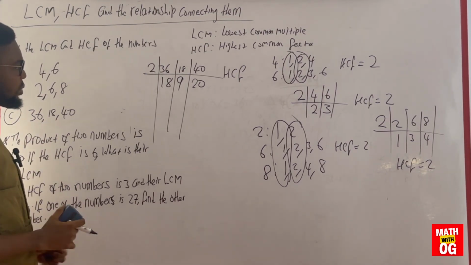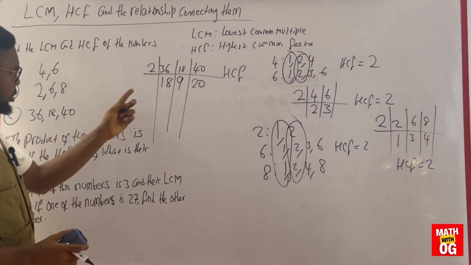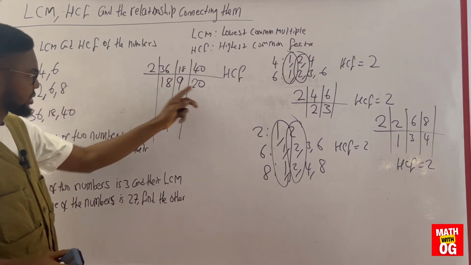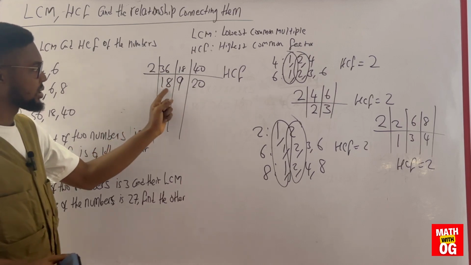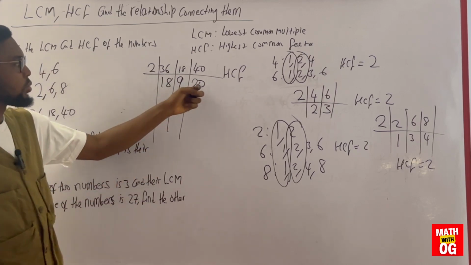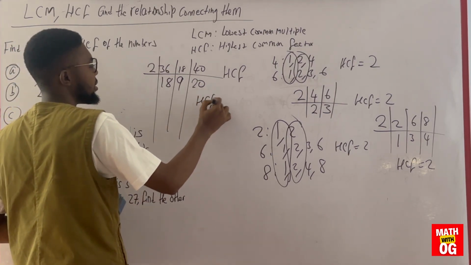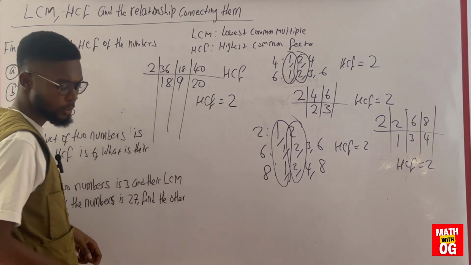So can any other number go into the three of them? 2 can go into this, but cannot go into the 9. The other 2 can go into this and this, but cannot go into 9. 3 can go into this and this, but cannot go into 20. 5 can go into only this. So the HCF here is automatically equal to 2.